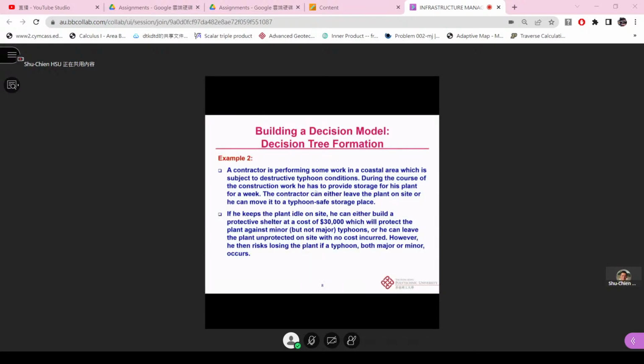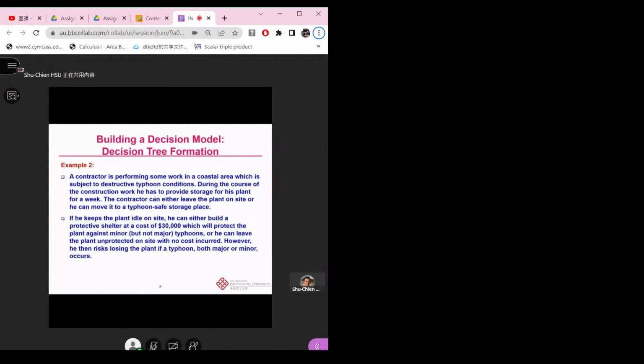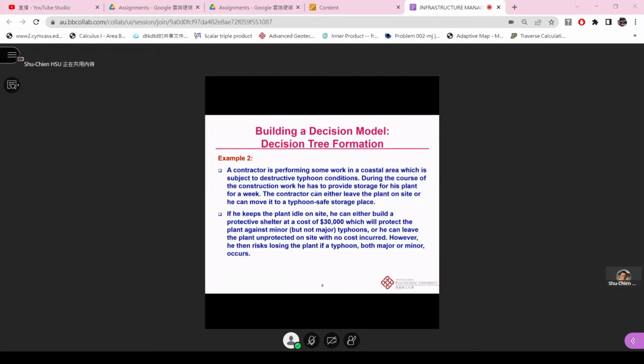What we'll show you in this example is that there is already a construction site. If we meet some extreme weather, for example typhoons, what should we do during this kind of weather condition? So we will still need to make some decisions during this kind of project, like the construction stage.